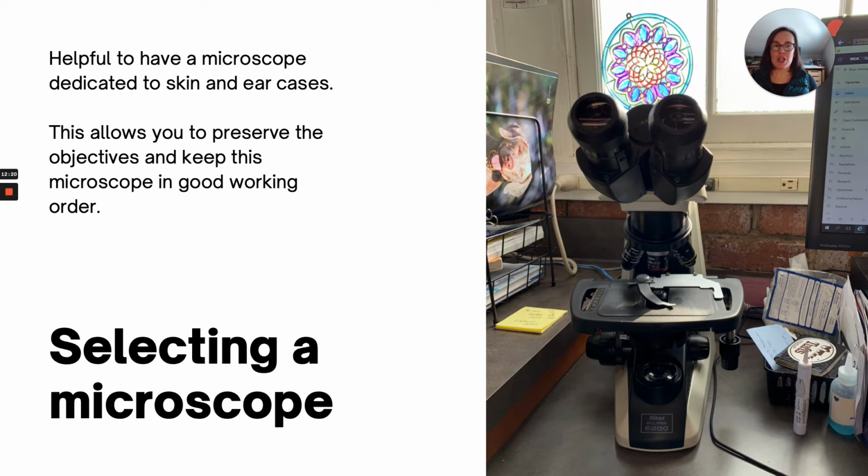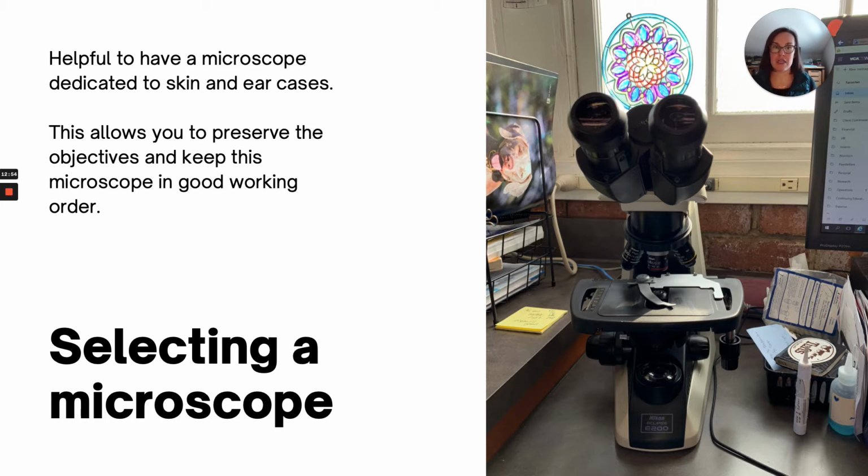When you have a microscope, I think it's really nice to have your own microscope for your skin and ear cases. This allows you to have your place where you're reading your slides, and you don't have to worry about your blood smears or urinalysis or whatever else you're looking at under the microscope potentially being impacted by your oil immersion. Most of the time, the microscope that I have at work is something that we just use for skin and ear cases. But again, if you're a small clinic and you only have one microscope, it's not a big deal.